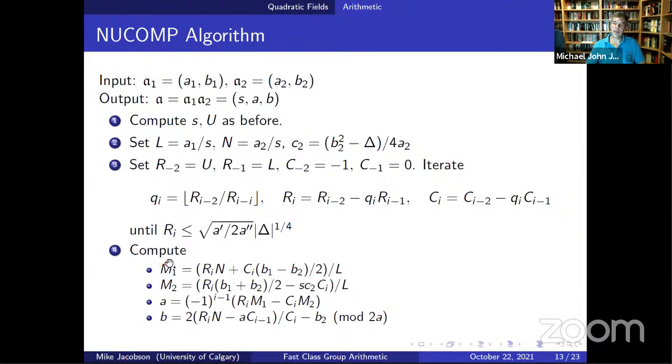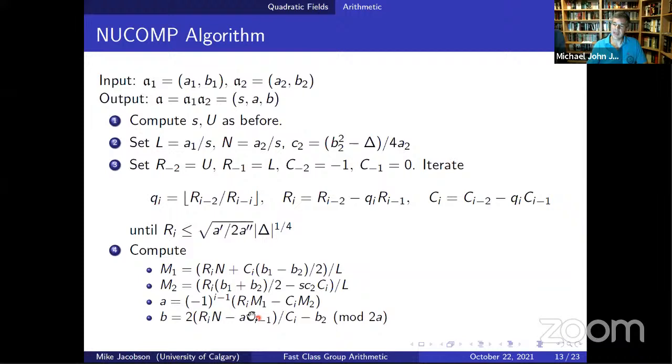And if you look at the sizes of the operands that you get in M1 and M2 in computing A, you see that, for example, Ri is of size delta to the 1/4. N is basically A squared, so that's of size delta to the 1/2, assuming the input was reduced. When you divide by L, which is also of size delta to the 1/2, we see that M1 is of size delta to the 1/4. You can do the same analysis on M2. It's also roughly of size delta to the 1/4.